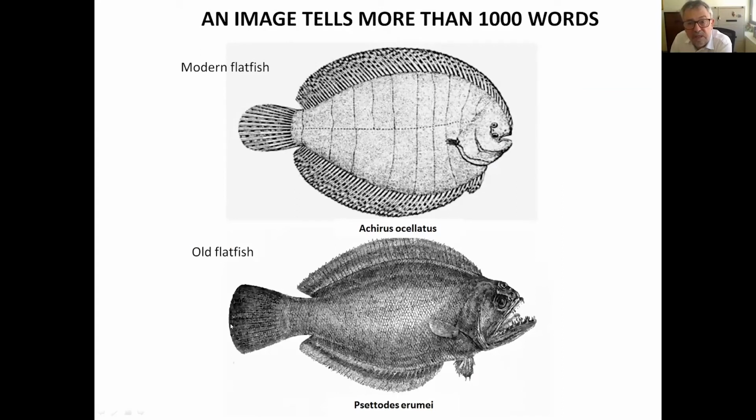So an image, as you can see, tells more than 1,000 words. This is the typical morphology of a modern flatfish, like Scophthalmus maximus, and the old flatfishes living in the Indian Ocean, very resembling some of the fossil record, like Psettodes erumei.